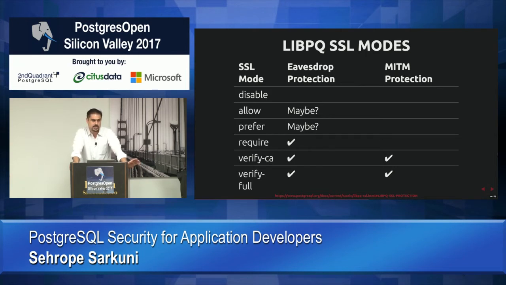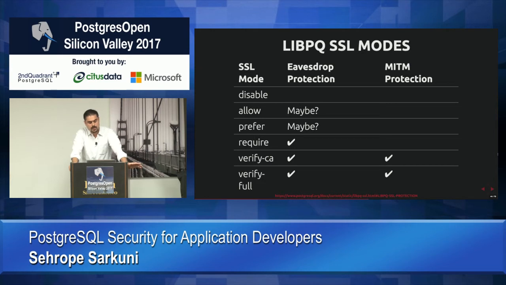Because the way SSL works is, you connect to the server, it negotiates keys, but then there's also an added step afterwards where you verify, hey, am I actually talking to the person I think I'm talking to? And require just completely skips that step. It says, hey, let's just negotiate some keys. The wire itself is encrypted, but we're not actually going to verify who's on the other side.